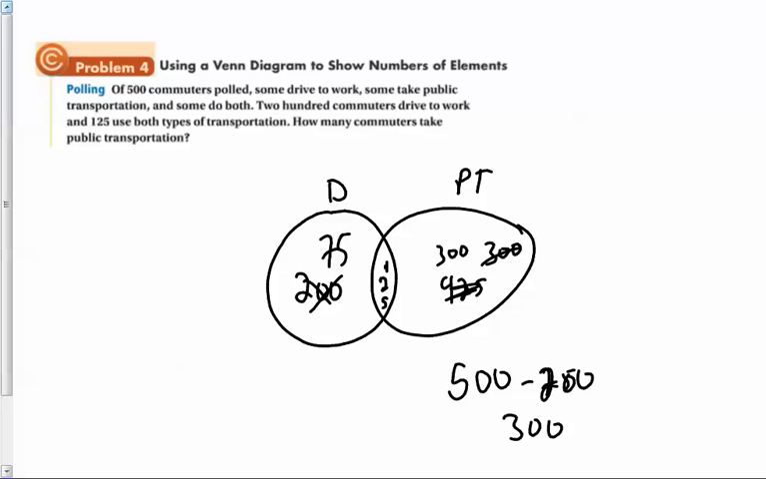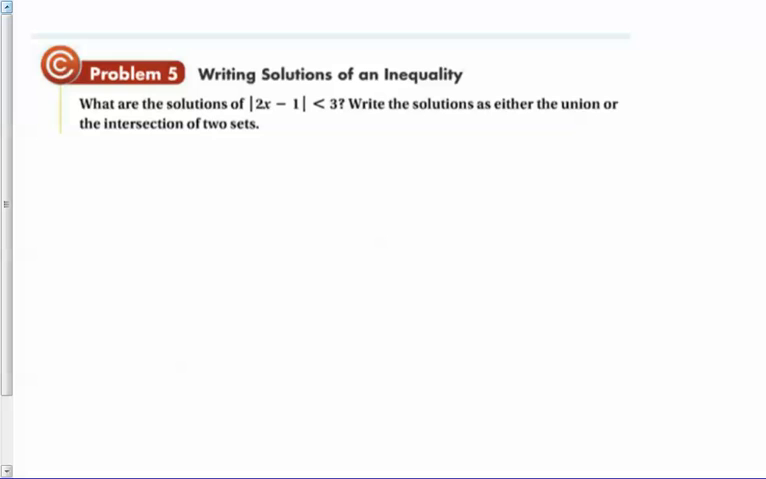All right. Let's talk about the next problem. What are the solutions of the absolute value of 2x minus 1 is less than 3? Write the solutions as either the union or the intersection. So we've done this before. So first thing, is less than 3 an example of the and or the or? And that's an example of the and.